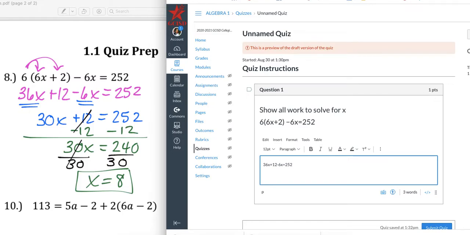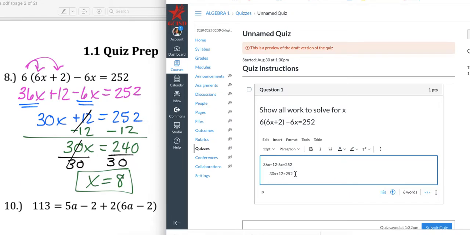The next thing I'm going to do is combine my like terms. You don't need to specifically do those underlines unless it helps you, but I am fine if you just combine them. So 36x's minus 6x's leaves me 30x's. I'm going to bring down my plus 12 and my equals 252. Now, I would really love if you could use the space bar and line up your equal signs. That's how we would normally write it on paper. We'd line up our equal signs, okay?